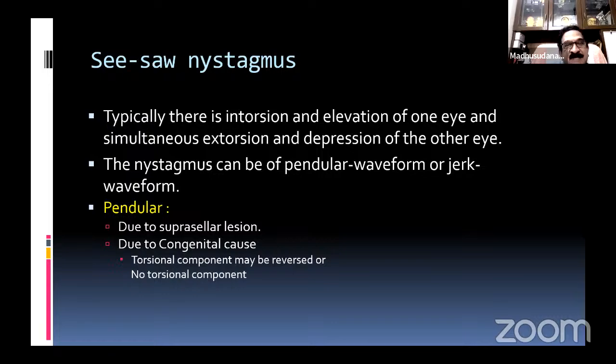So it is something like an ordinary nystagmus, except that it's a rotary nystagmus, a rotary nystagmus with a slow and fast component. That is why it's called a hemi-seesaw. But here, in addition to the nystagmus, the eye moves up and down. When the eye intorts, the eye goes up. When it extorts, it goes down. So the usual type is the pendular seesaw nystagmus due to a suprasellar lesion, but it can be due to a congenital cause. In the congenital cause, the torsional component may be reversed, or there may be no torsional component. The jerk type is seen classically in midbrain lesions.